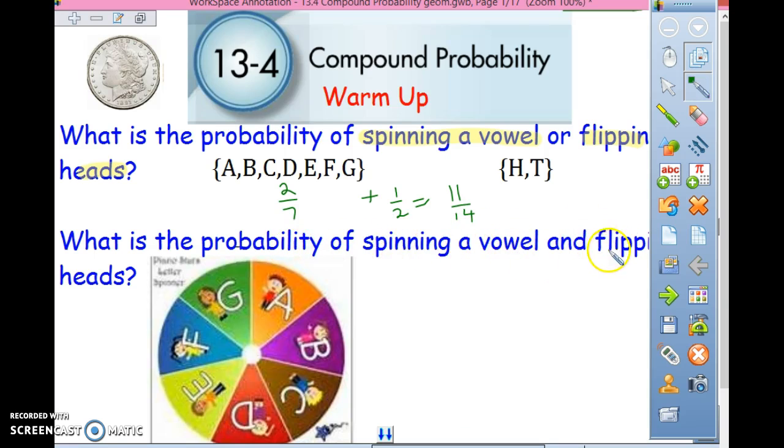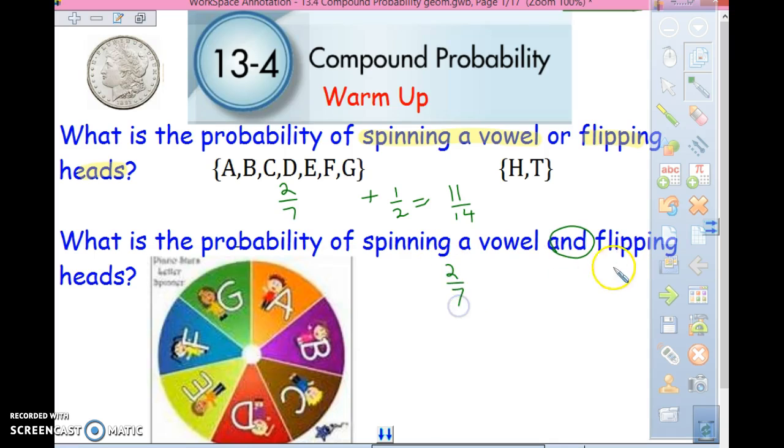Well, the only thing that's changing is us getting heads and the fact that we have this word and. So the vowel is still 2 out of 7. Getting heads is still 1/2, just like getting tails. And means we're going to multiply because both of those events have to occur. So with fractions, we do numerator times numerator, denominator times denominator, cross cancel if you want, and then we can reduce.